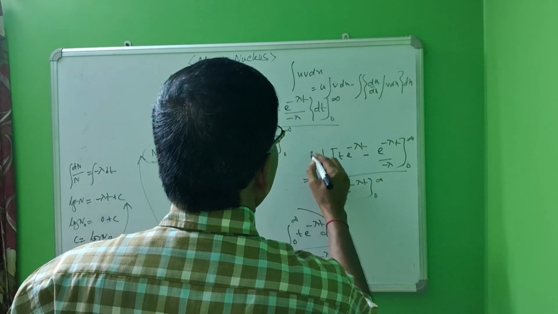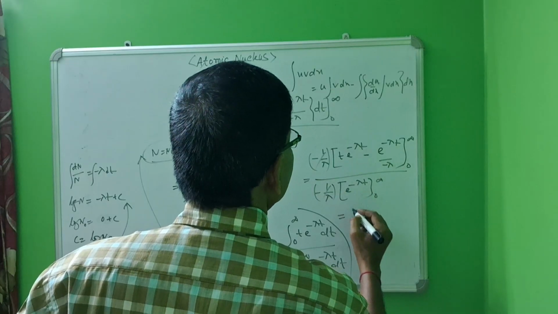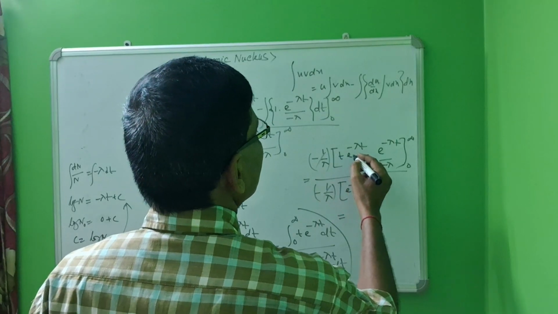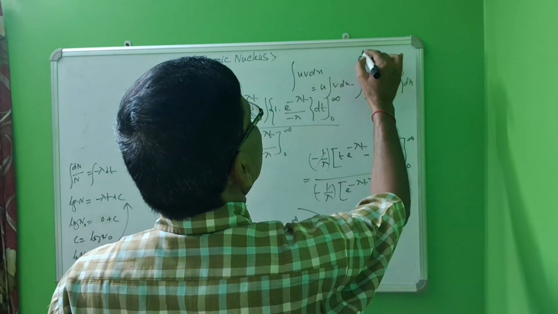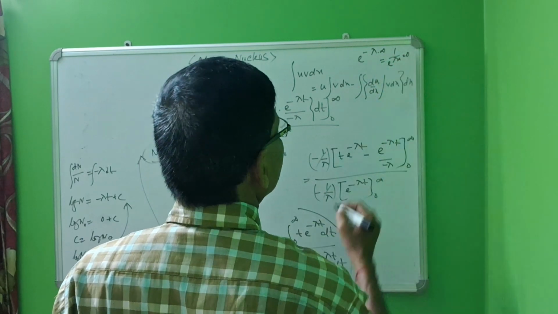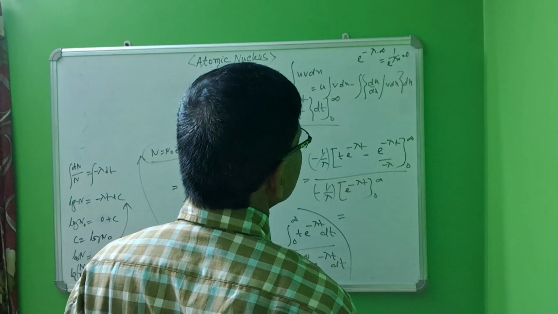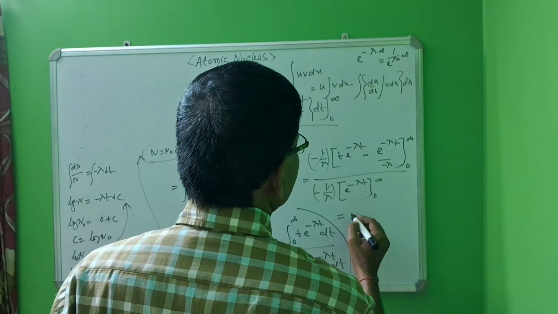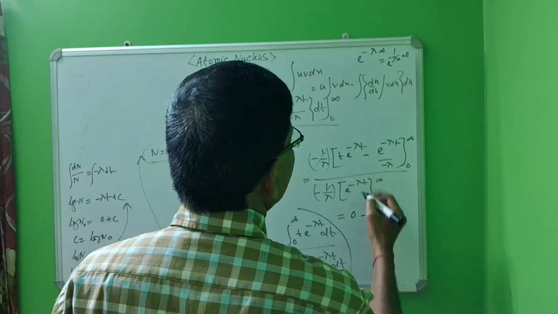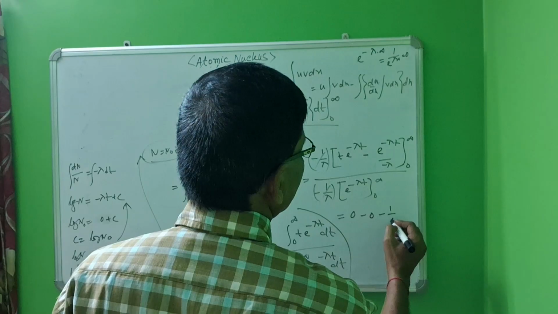This is cutting out, this is plus. So first applying the upper limit of integration, we get e to the power minus lambda into infinity, which equals 1 by e to the power lambda infinity, which equals 0. So this one is 0 minus 0. Then, when t equals 0, we get 0, and plus this is minus 1 by lambda.